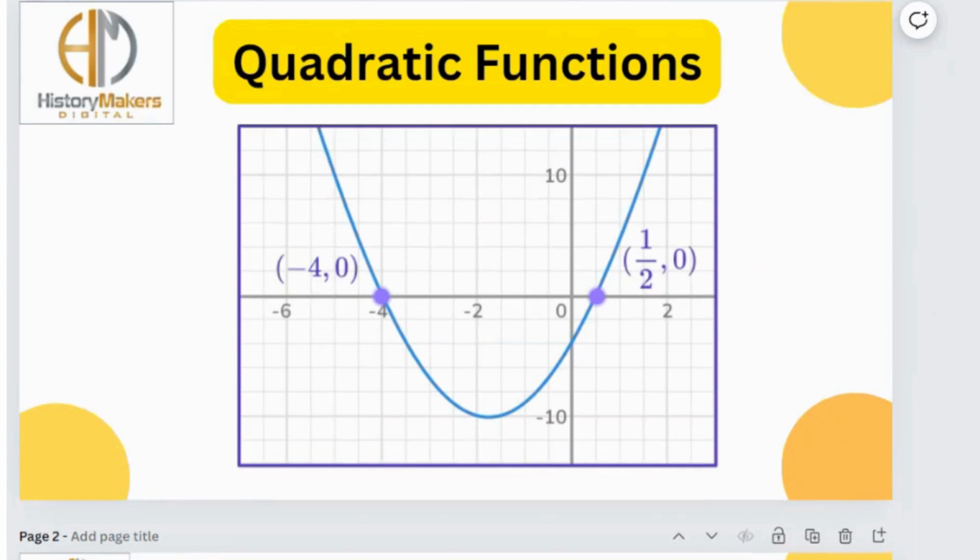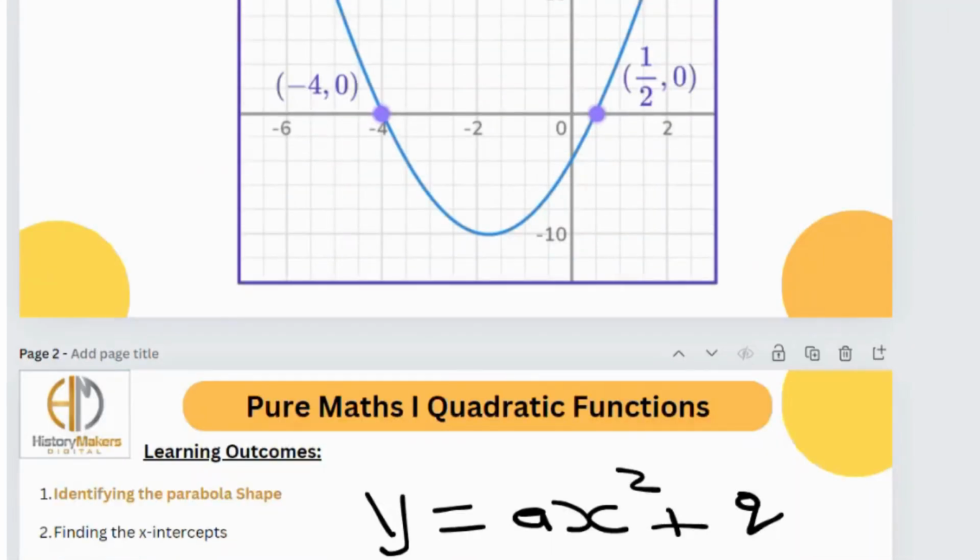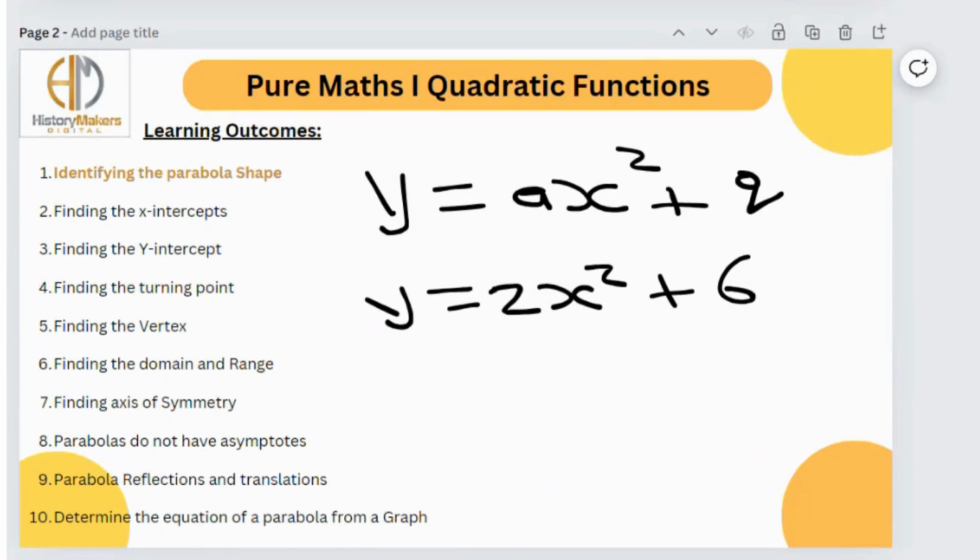Let's look at quadratic functions. What are quadratic functions and what does their shape look like? Let's start with the general equation for a quadratic function, which is y = ax² + q. This will help us to easily identify whether any other equation is a quadratic function or not.